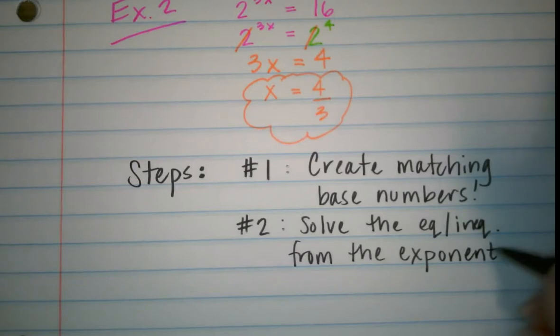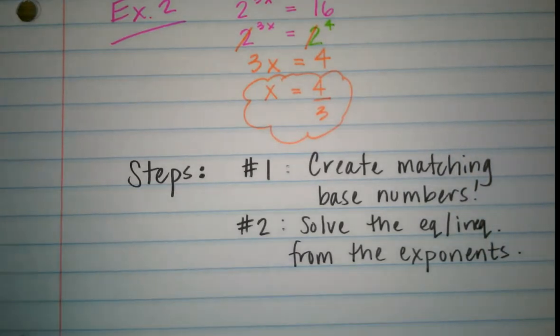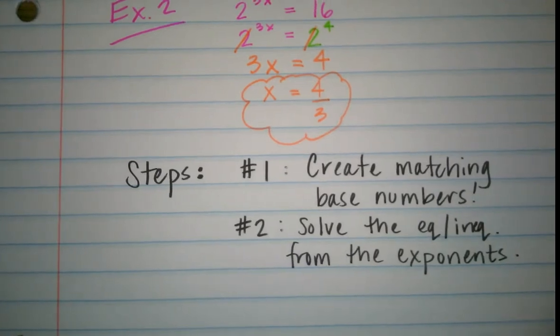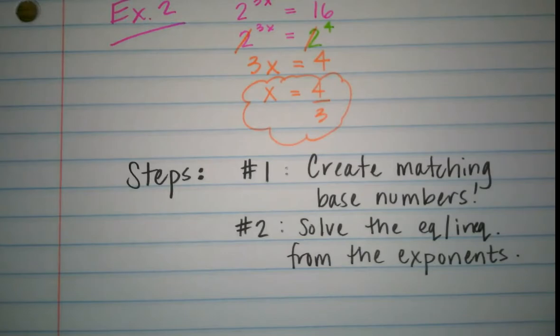So first we have to create matching base numbers, and then we will solve the equation that we get from our exponents. All right, so I'm sure you're wondering, is there ever a time where you might have to change both of them? And the answer is, of course. So I'm going to move on to example 3.